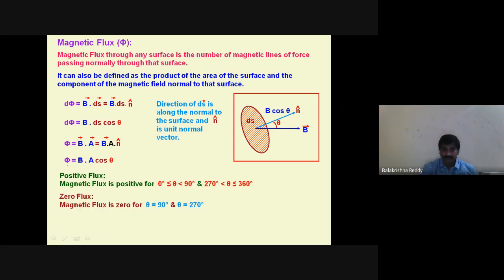But if it is perpendicular to the surface area or the facing vector, then in such a case it is zero. Flux is negative, obviously, if the direction is opposite to the magnetic field, right? This is all about the flux.